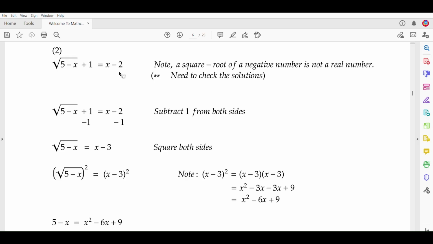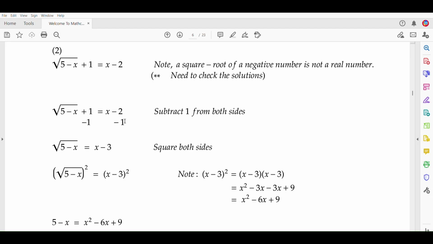I have an addition of 1, so the goal is to get rid of the radical, so isolate the radical. Subtract 1 from both sides. So plus 1 gets cancelled by negative 1. You have radical 5 minus x equals x, negative 2 minus 1 is negative 3.